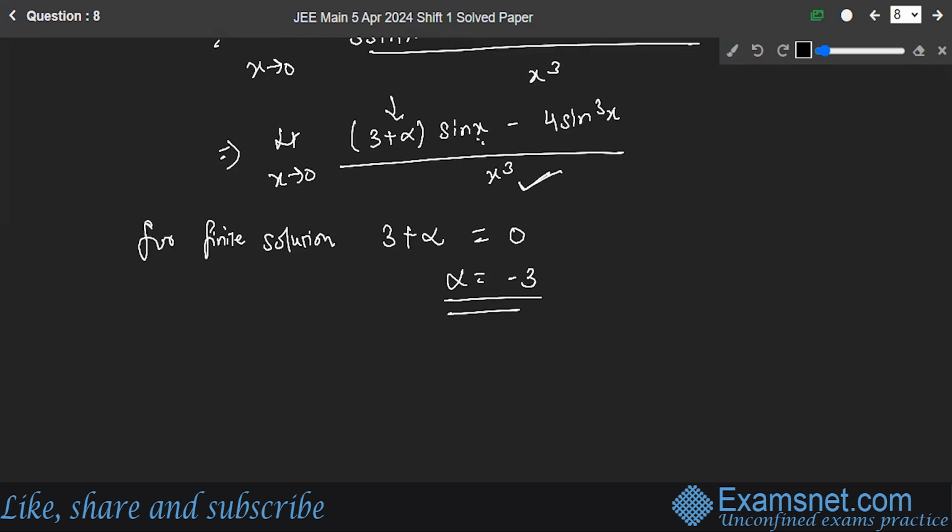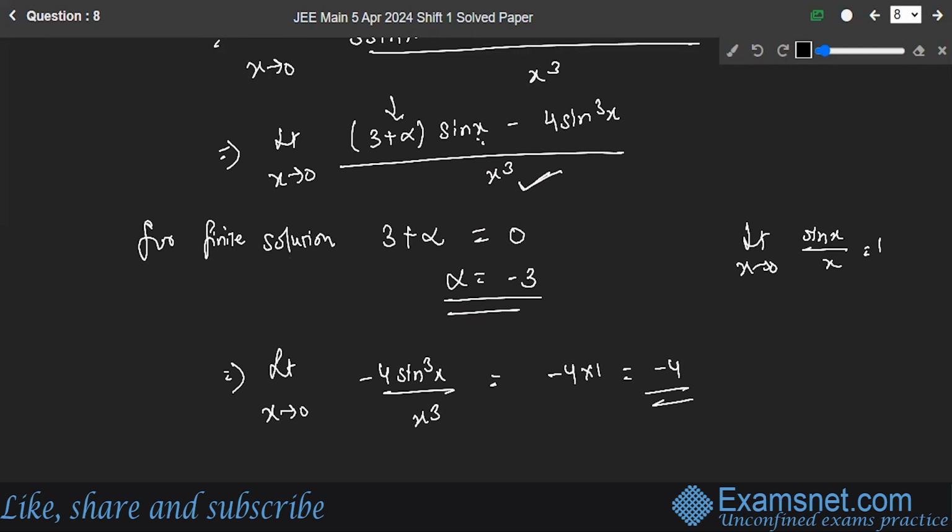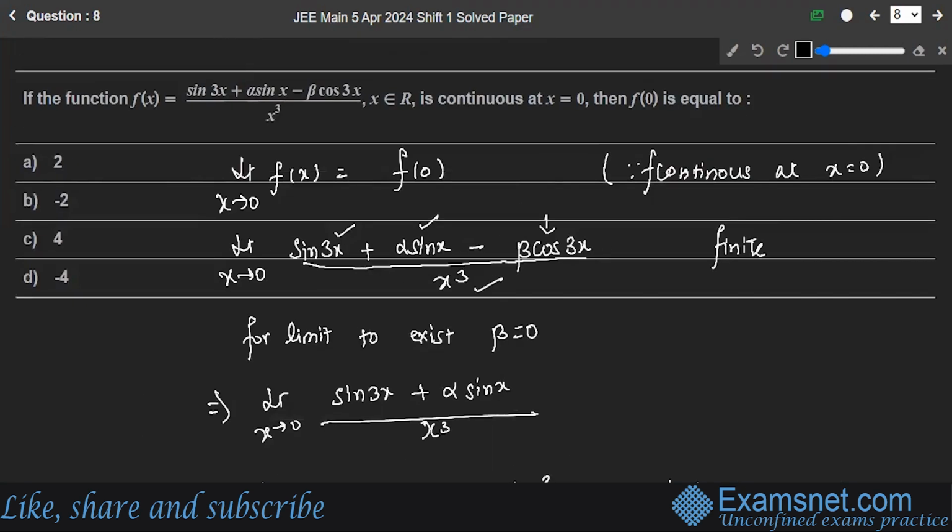So if alpha is equal to minus 3, now the limit will be given by minus 4 sine cube x upon x cube. You know limit x approaching 0 of sine x upon x is equal to 1. This gives you the answer as minus 4. So this is your f of 0 because the function was continuous at x is equal to 0. So that means you have D option as the correct answer. Hope you got that. Let's move to the next question.